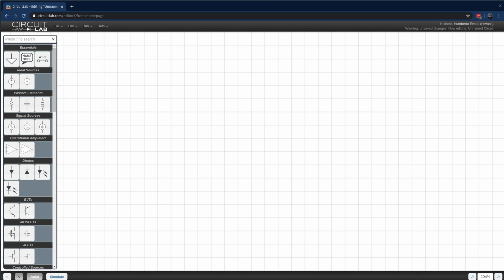Hi! In this video, we're solving a common problem: how to build and simulate an inverting op-amp circuit with a specific gain. So I'm going to open up my CircuitLab editor here, and I'm going to go over the operational amplifier section, and I'm going to drag one of these onto my circuit.